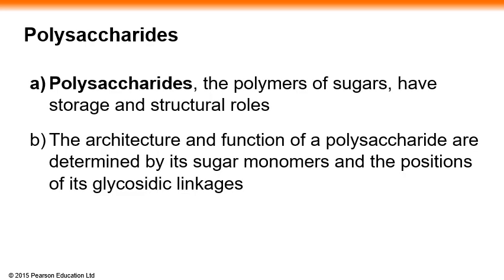Polysaccharides, that's the polymer of sugar. By the definition, more than 2 simple sugars, so from 3 sugars together, we call them polysaccharide. 3, 4, 5, sometimes some hundred simple sugars connected together by dehydration reaction make up a polysaccharide. They have storage and structural roles. The architecture and function of a polysaccharide are determined by its sugar monomers and the positions of its glycosidic linkages.